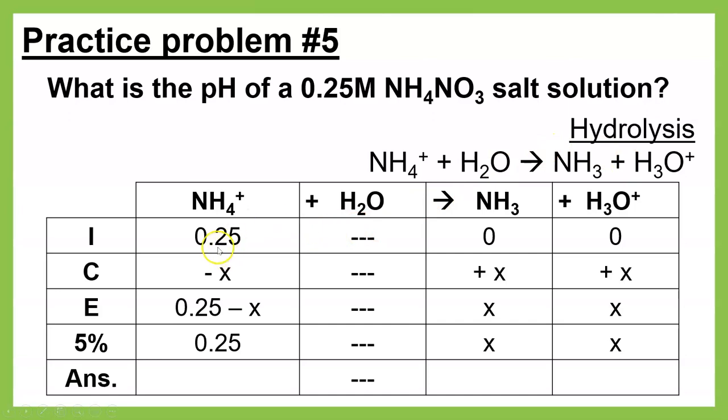All right, so we started with 0.25. Water is not included. It's a liquid. We had no products when we started. 1-to-1 ratio, which is nice. I'm going to have a minus x, a plus x, and a plus x. The nice thing is I can use my 5% rule and I can ignore this piece right here. You don't have to put that as a row. I like to when I'm trying to explain things, but you don't have to.